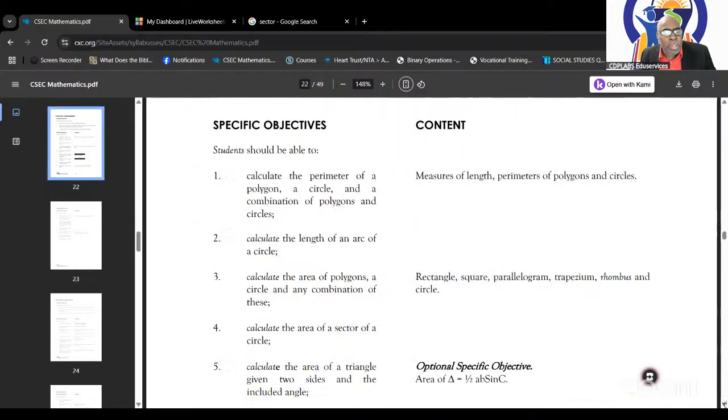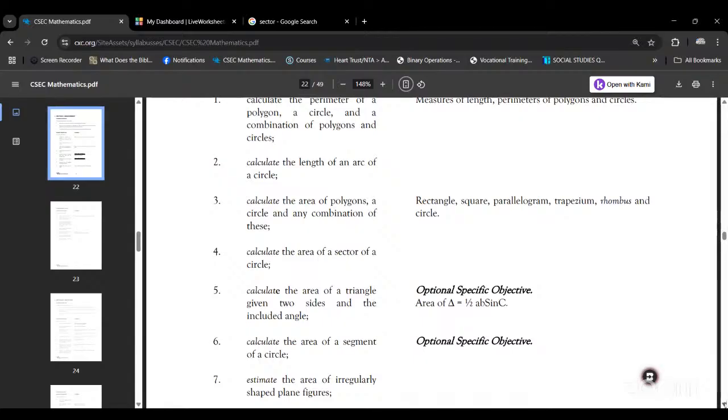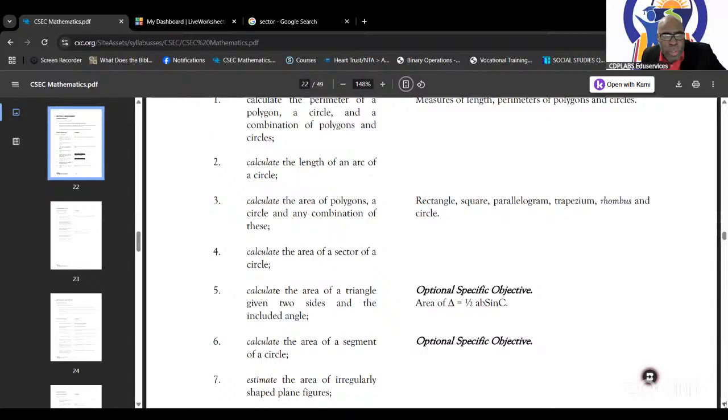Number three says calculate. Read number three for me, please. Calculate the length of an arc. Oh, calculate the area of a polygon, a circle, and any combination of these. Good. So you can have combination. So the syllabus is telling us that the exam can have combination of polygons for you to find the area of it. So let's say we can find a combination and discuss what we could do. Because the combinations are normal today.